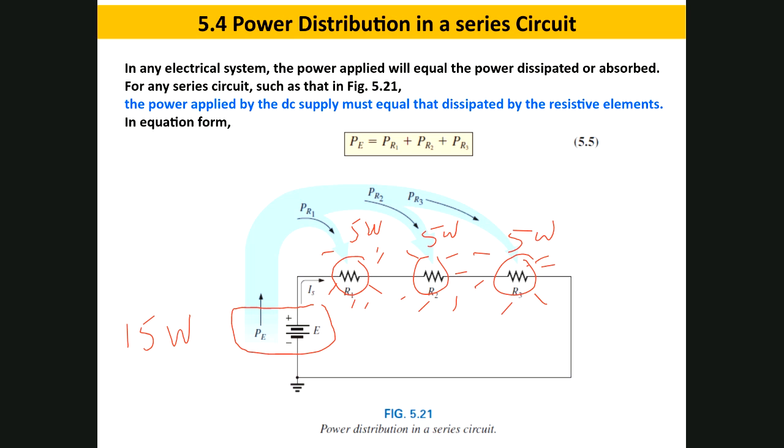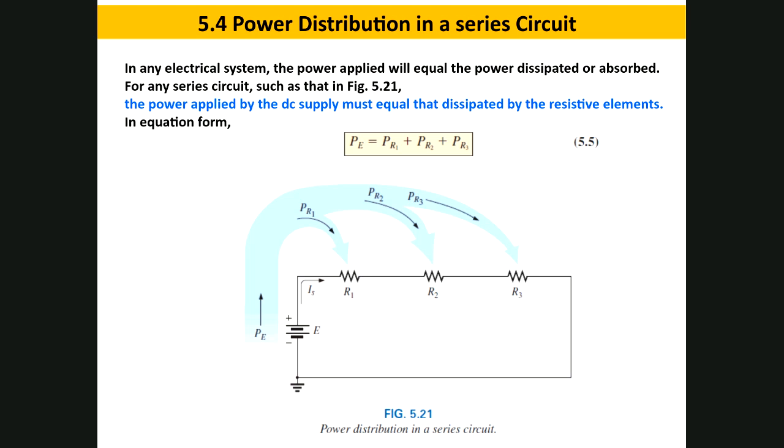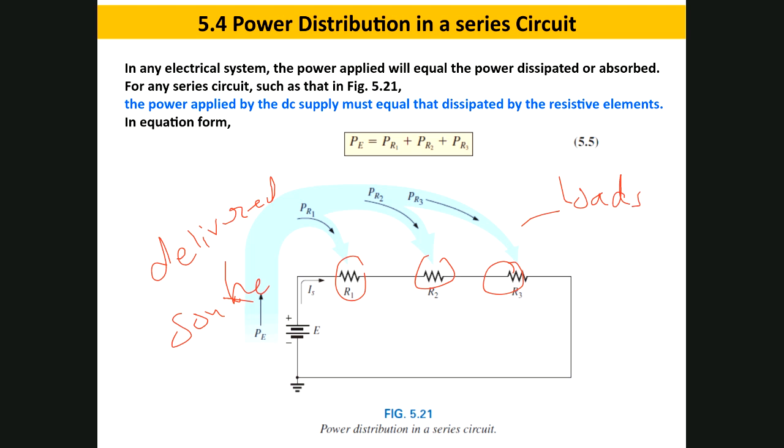So 5 plus 5 plus 5 equals the delivered. So the power delivered is by the source, and power consumed is by the loads. And the power delivered must be equal to the total power consumed by each load. So PE equals PR1 plus PR2 plus PR3.